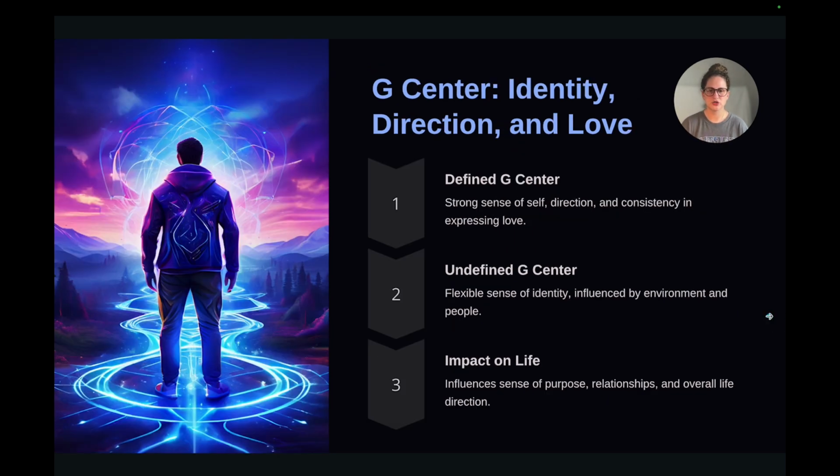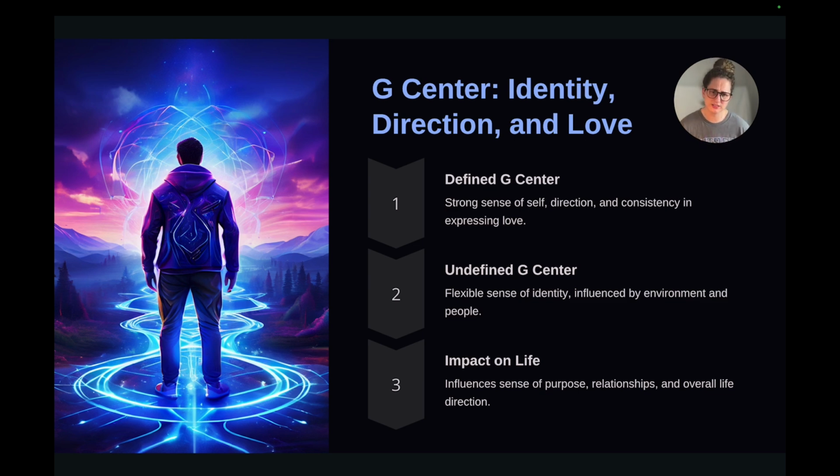All right. So next is the G center for identity, direction, and love. A defined G center is going to have a strong sense of self, direction, and consistency in expressing love. So when they're expressing to you their love or their feelings or their emotion, they are always going to be very clear and express it in the same way. So let's say somebody's love language is acts of service. That person is always going to be expressing their love through acts of service. Words of affirmation, same thing.